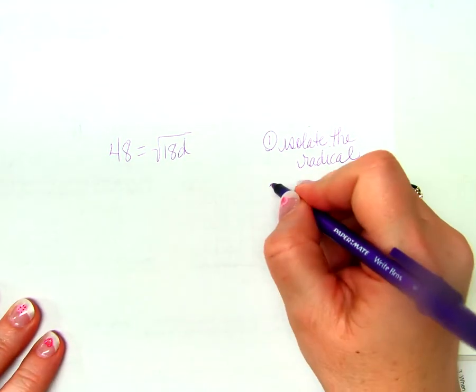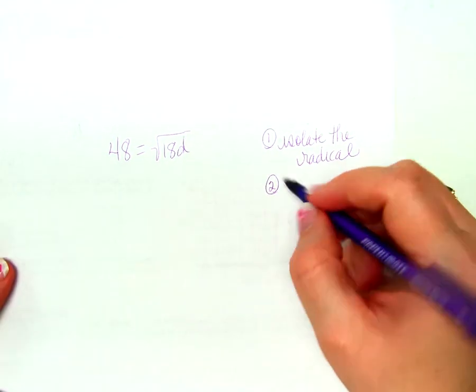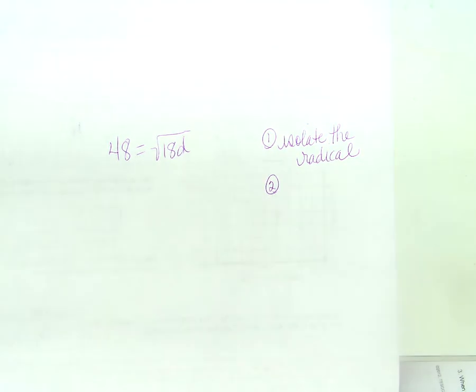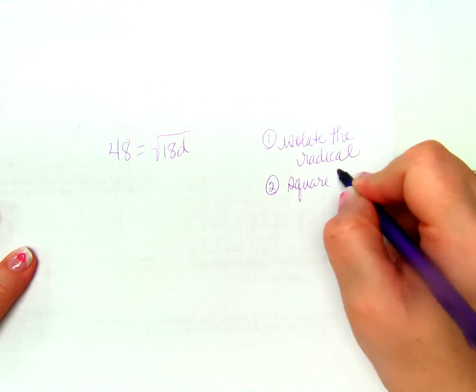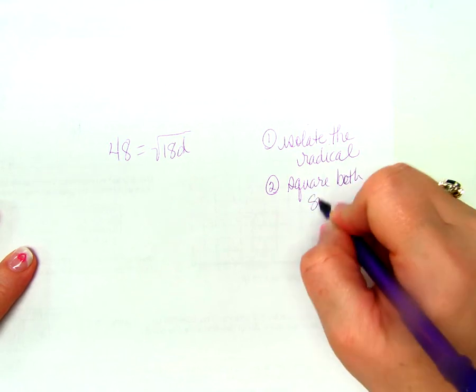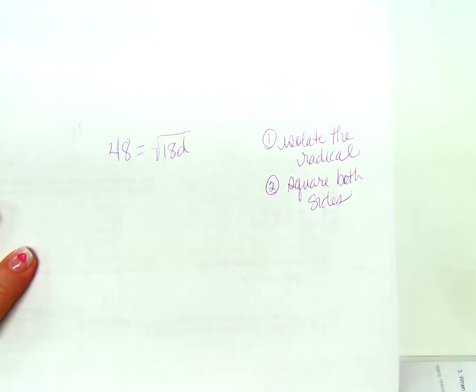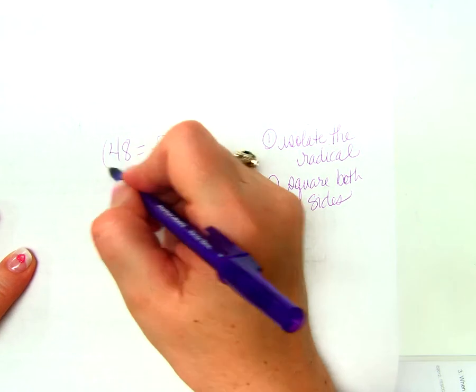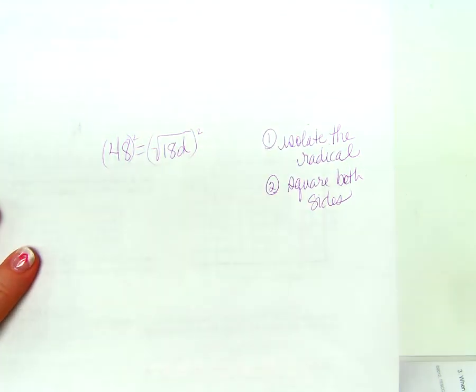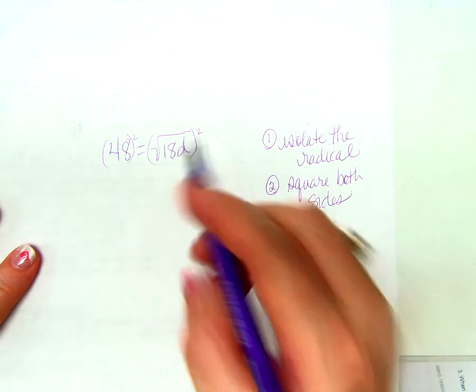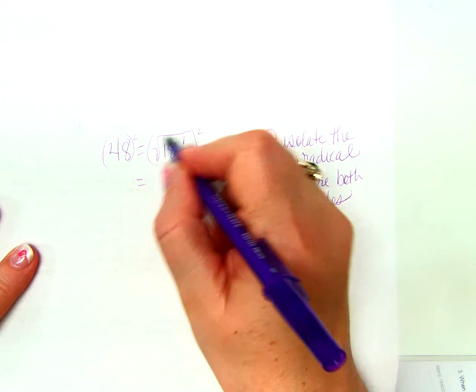Okay? Number 2, if I have a radical, how do I get rid of the radical? Square it. So I'm going to square both sides. Well, what's it look like when I square both sides? Did I show you the shortcut the other day, by the way, to square 48? Okay, I'm going to show it to you today just in case. What do I get on this side?